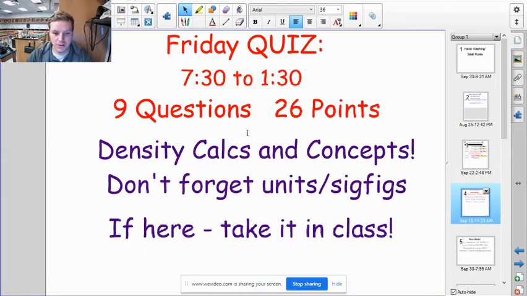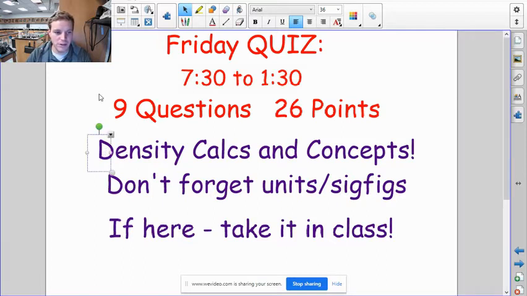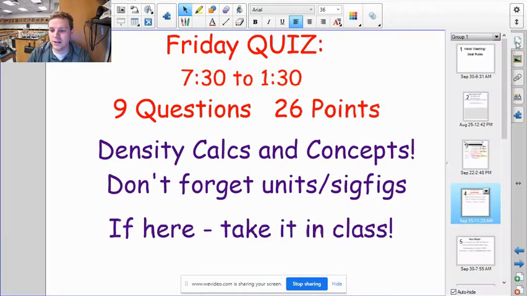So today in class, we talked about how the quiz on Friday, the 2nd of October, will be about 9 questions, 26 points. It's going to go over density calculations, so that's like calculate mass, volume, density, that kind of thing. And then also density concepts, so stuff like, does this sink or float? All that good noise. And you want to make sure you don't forget your units and your sig figs while you are taking this quiz.